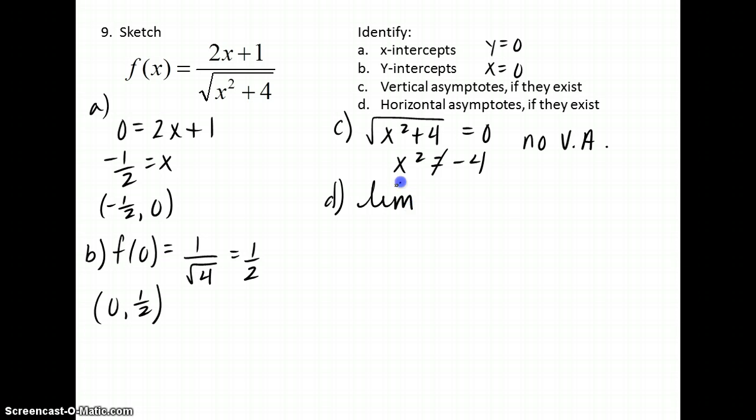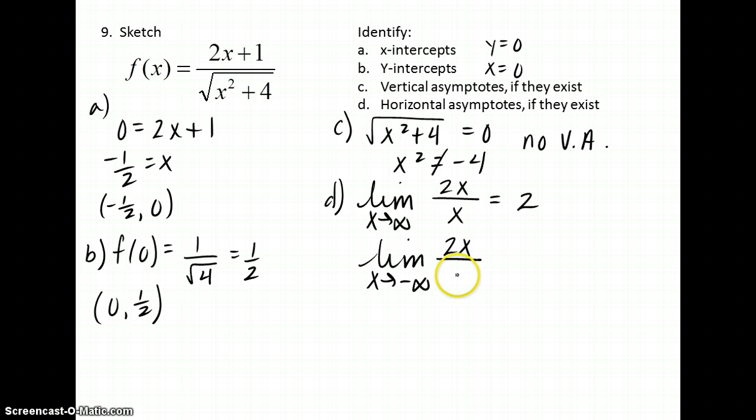Horizontal asymptotes are limits at infinity. Remember, when you have a radical, that's the case when the positive and negative infinity will give you different values. Using our shortcut, I would have 2x over x. As x approaches negative infinity, my highest power in the numerator is 2x. In the denominator, that's where we use the definition of the absolute value. So it equals -2. Therefore, we have horizontal asymptotes at y is equal to 2 and y is equal to -2.